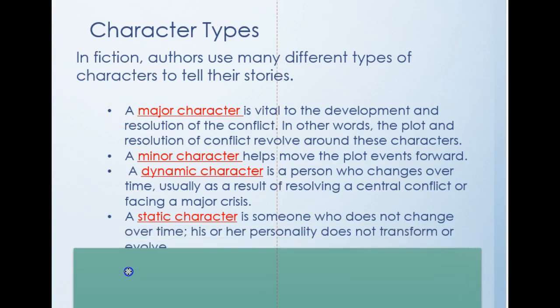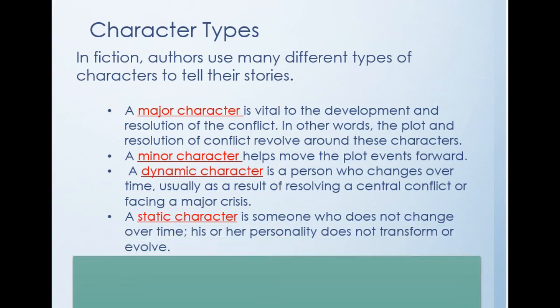Just like the major character is a dynamic character, the minor character usually can be a static character. That just means they start one way and over time in the story they don't change, okay? They have the same personality. They never really show you their struggles. They don't transform or learn a lesson. They just stay the same, okay?